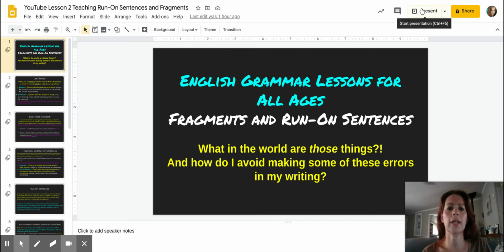Guys, so today's lesson is going to be tagging on to what we were working on before. We were looking at simple subjects and simple predicates, complete subjects, complete predicates, to help us avoid fragments and run-ons. We spent some time last time looking at fragments, so today we're going to be looking more at run-on sentences.